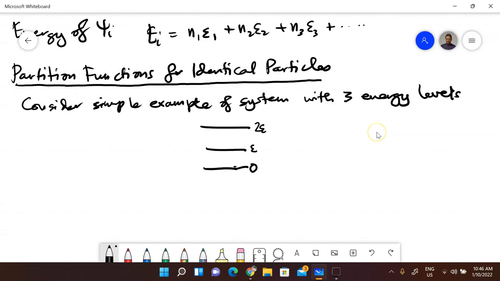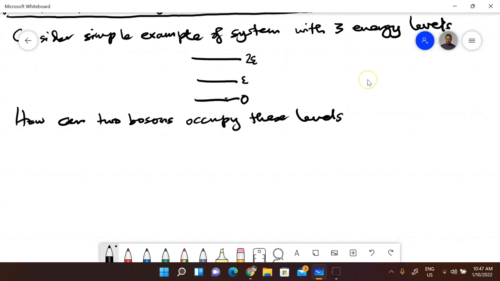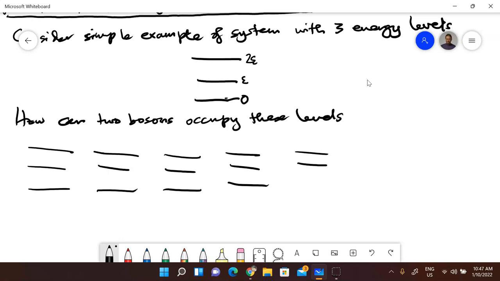So this is just a toy example to demonstrate what you can get from these types of system for fermions and for bosons. So how can, say, two bosons occupy these states? Let me draw the cartoon picture. It's in the book as well. I know I'm going to have 6 different possibilities. So let me just draw all the lines first. 2, 3, 4, 5, and 6.